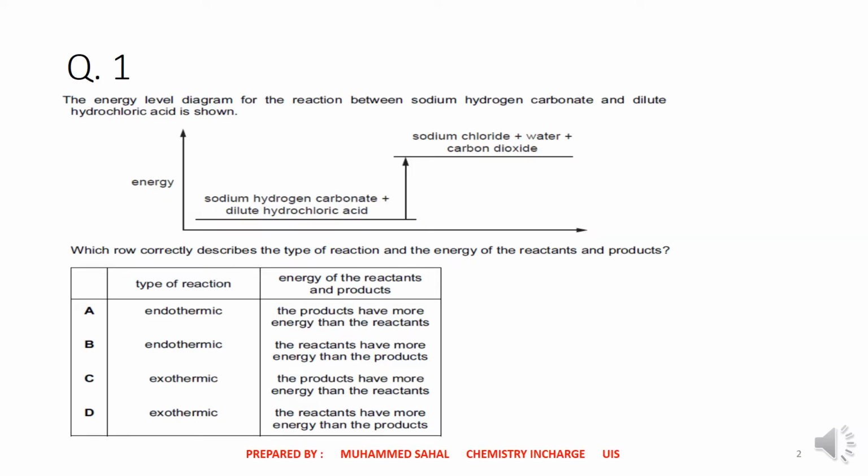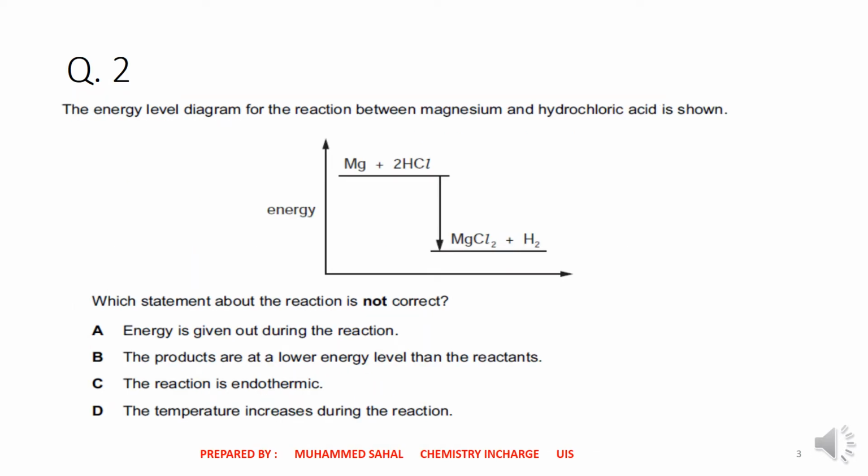Question number 1. The energy level diagram for the reaction between sodium hydrogen carbonate and dilute hydrochloric acid is shown. Which row correctly describes the type of reaction and the energy of the reactants and products? Option A is the answer.